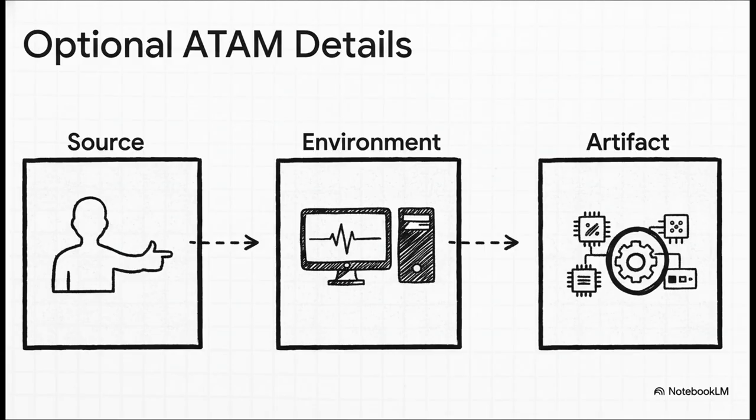Now, for those of you who want to get a little more advanced, some of the more formal methods out there, like ATAM, that stands for the Architectural Trade-off Analysis Method, they add a few more optional bits of detail. You can get specific about the source of the stimulus, like a user. You can define the environment, like, is the system just running normally? And you can even pinpoint the artifact, the exact part of the system that's getting hit. You don't always see these, but man, they can add some serious precision when you need it.